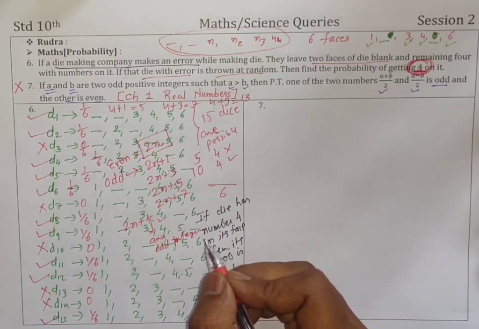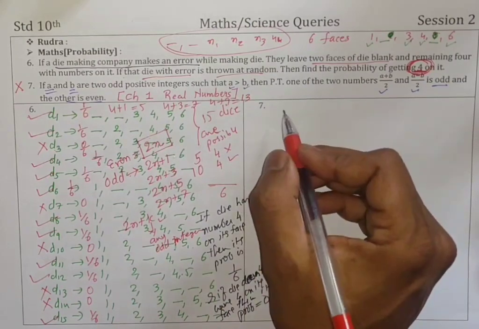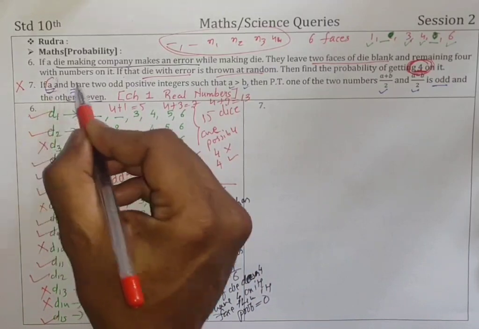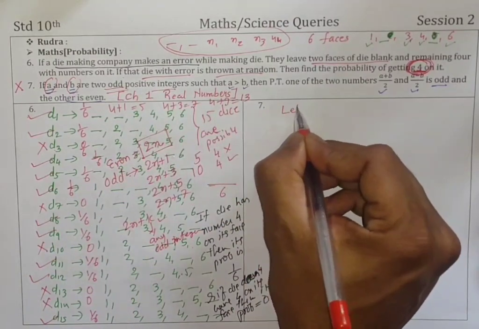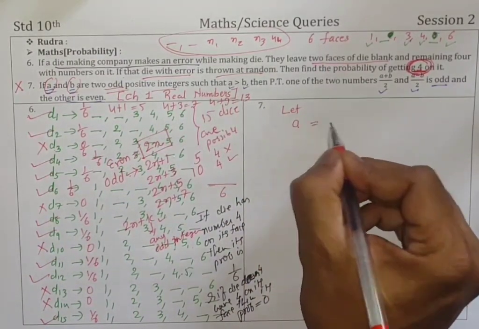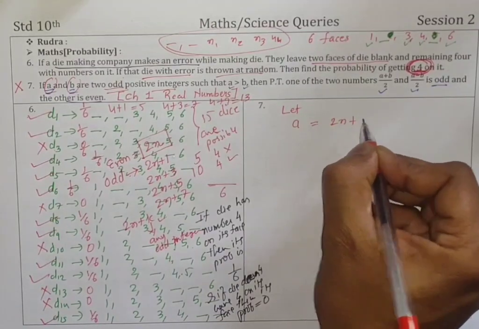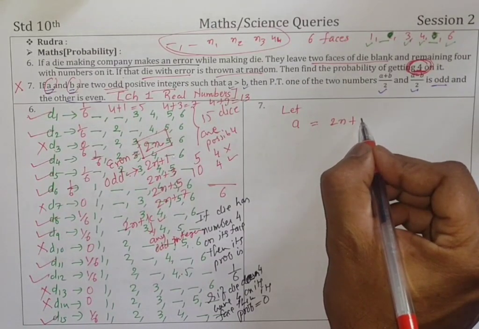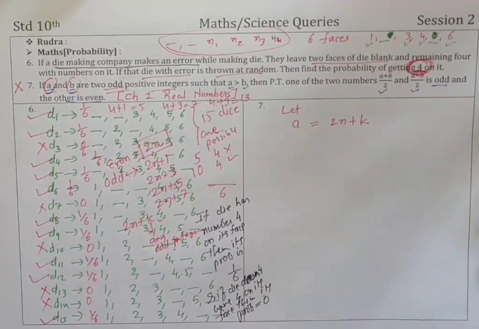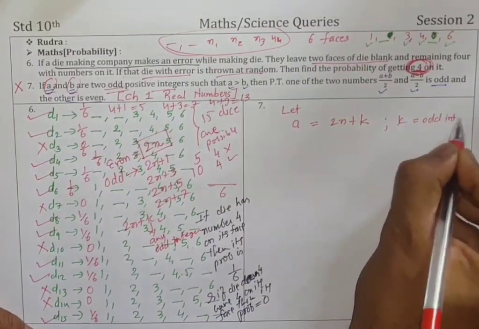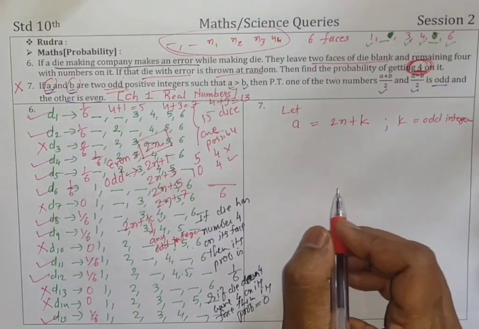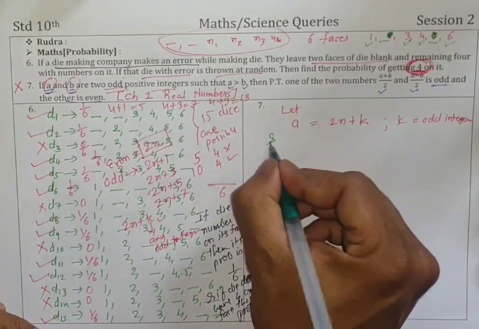Sure? Now, children, please pay attention. A and B are two odd positive integers. Both are odd positive integers. Let A be equal to 2n plus k. 2n plus k. Is that clear? Where k is odd integer. Correct? Okay.